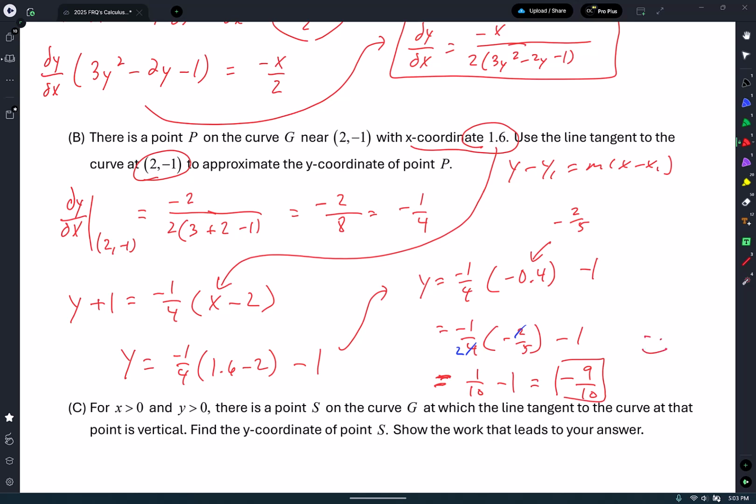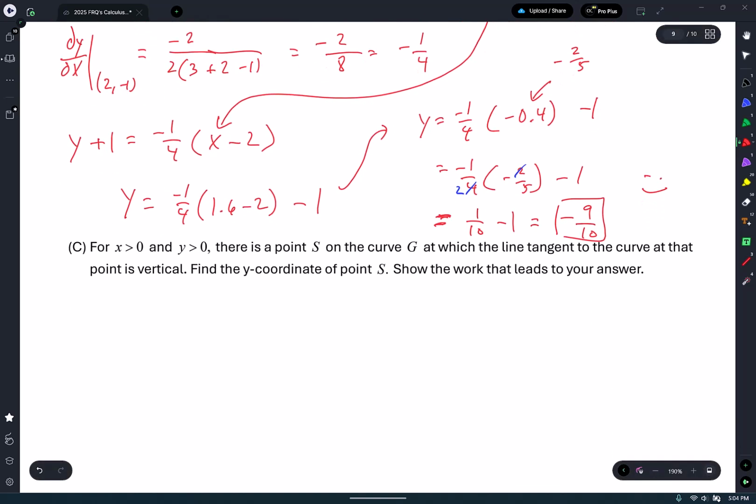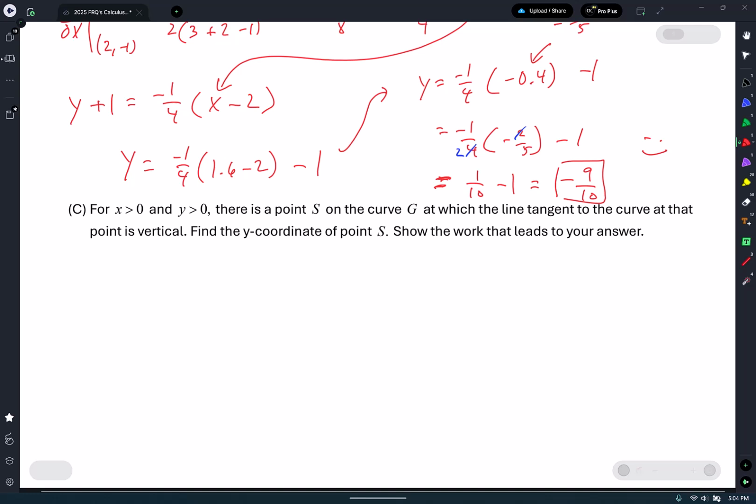Yay! That's your approximate y value. The approximate y coordinate of point P is -9/10. If you want to make a statement, that's fine, but I'm happy with that. College Board might be stricter, or you might be stricter in the classroom.